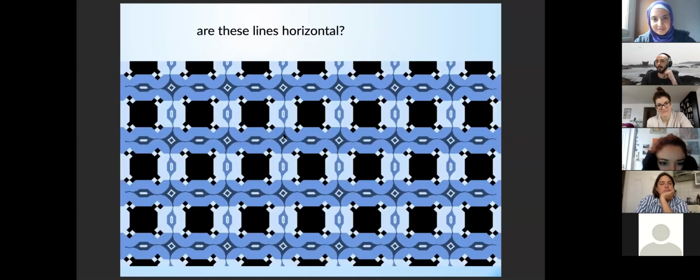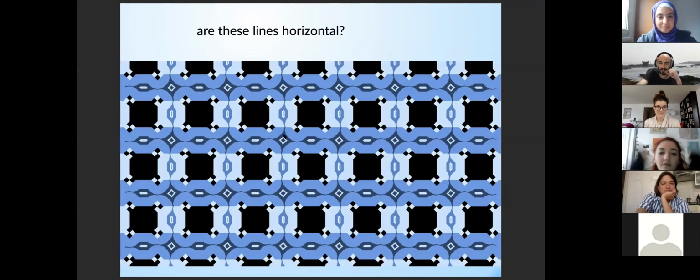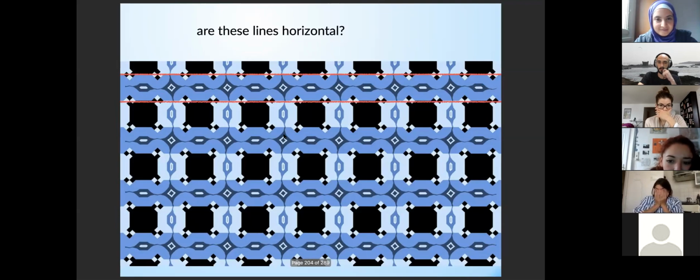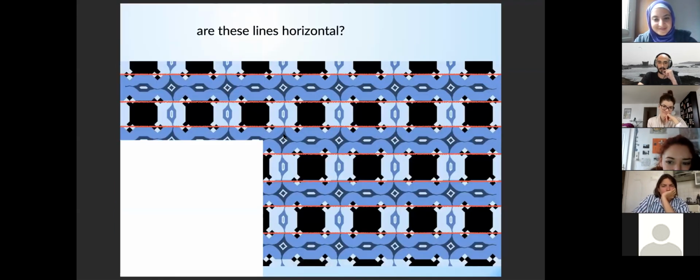Oh, this is crazy. Are these lines horizontal? No way, right? There's no way these lines can be horizontal. But if you fixate one line with your finger, then you will start seeing that actually they are all horizontal, all of them. Okay. Even my computer is freaking out. All horizontal lines.